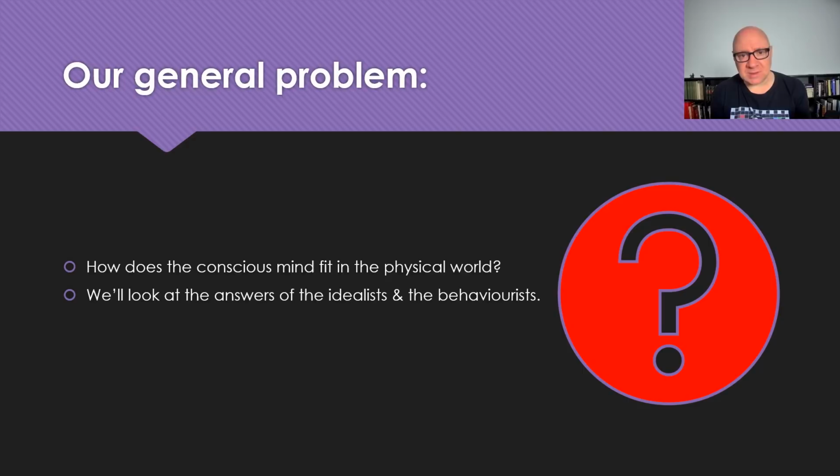And behaviorists really take science seriously. They say that has to be our starting point. So where dualism ends up not taking science seriously, and we'll see that idealism has the same problem, the behaviorists say, well, let's start by taking science seriously and then study the mind. And we'll see how they think about our general problem: how does the conscious mind fit in the physical world? We'll see first how the idealists think about that, and then how the behaviorists think about that.